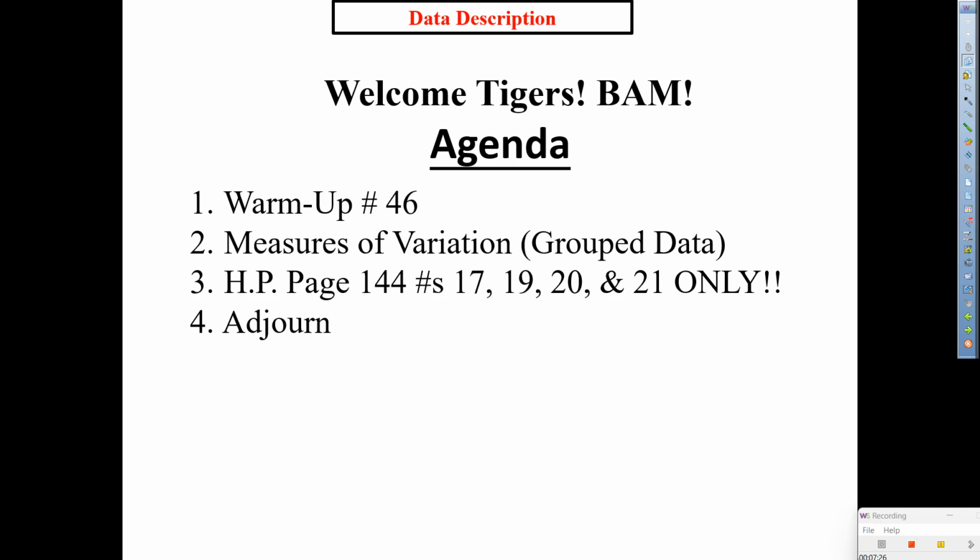Warm-up number 46, measures of variation. We're still with the group data. Hopefully your home play was pretty straightforward, yes? All right, good. And tonight's home play, page 144, numbers 17, 19, 20, and 21 only.